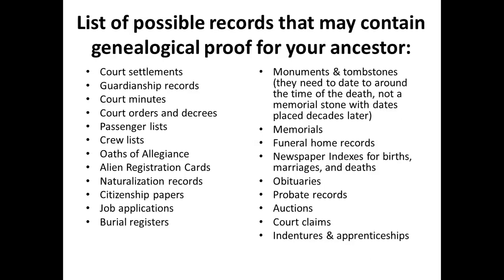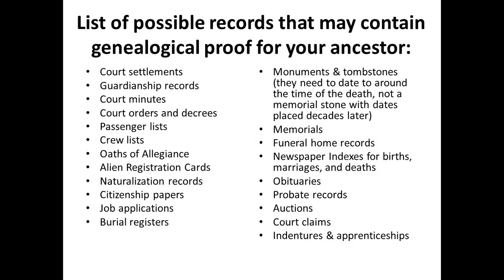Newspaper indexes for births, marriages, and deaths. When I say these as indexes, it's not the same as certificates, but it's basically an announcement. So so-and-so had a child this day, so-and-so got married, Mrs. So-and-so passed away. That's still information that is proof of that because it's in a published newspaper. It's giving you a date, an approximate date at least, and giving you names and things like that. An obituary, of course, will give you more specific details of a death.